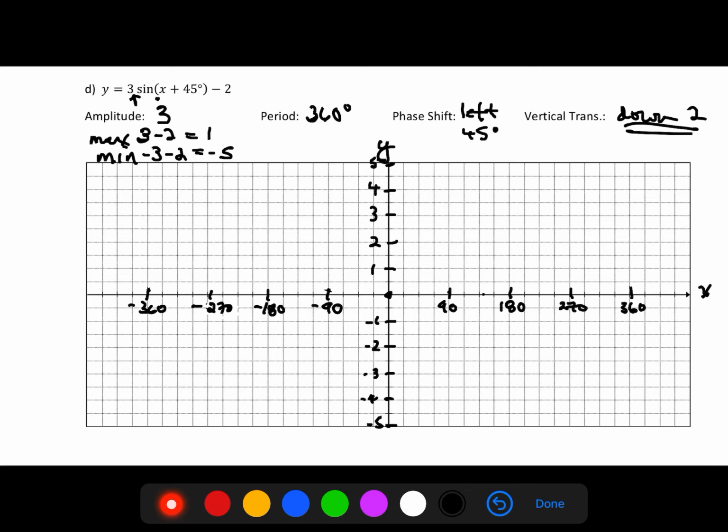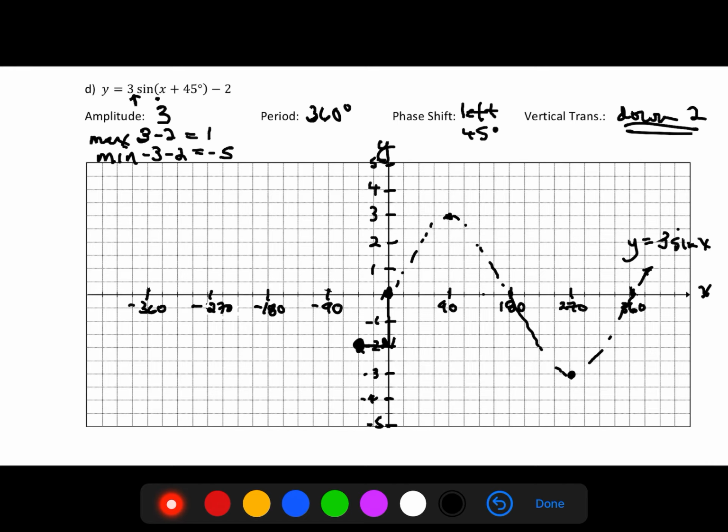So starting with our graph of y equals 3 sine x, just our stretches and compressions first of all. So key points are going to happen every 90, starting at 0, going up to 3, back to 0, down to negative 3, and back up to 0. So this is y equals 3 sine x. Well, now we want to shift this whole thing down 2 units and left 45.